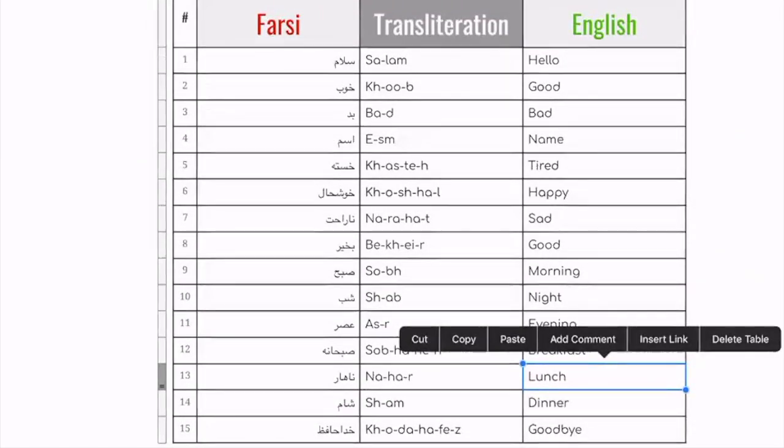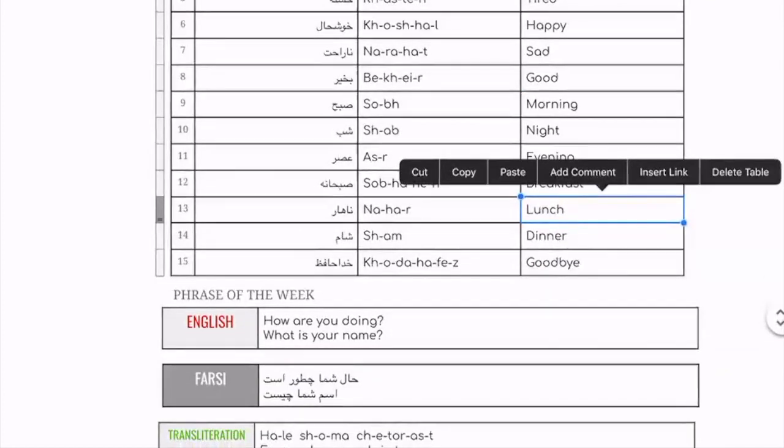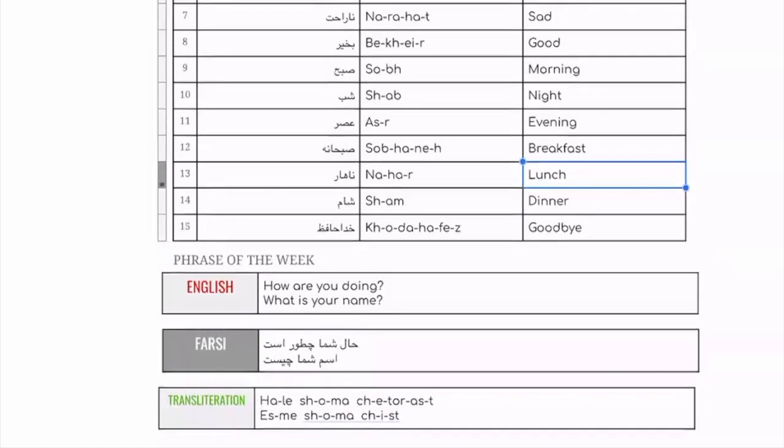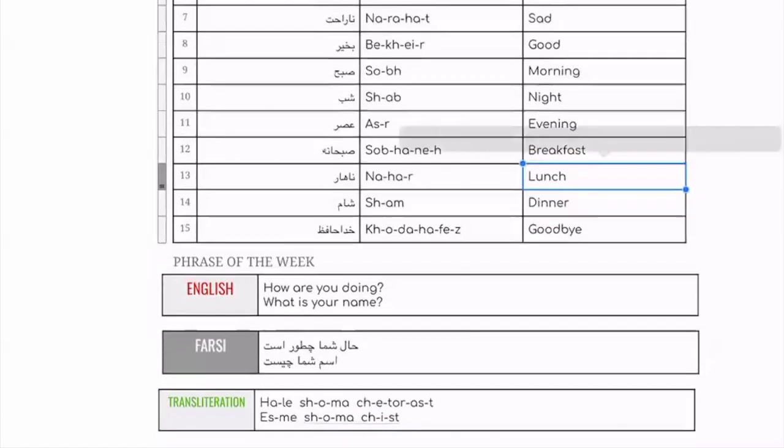Moving on to number 5, it is another response to the question حال شما چطور است, how are you doing? You can say I'm tired, which would be خسته. خسته, tired. Number 6, if you want to convey that you are happy, if someone asks you حال شما چطور است, you say خوشحال. خوشحال, happy.